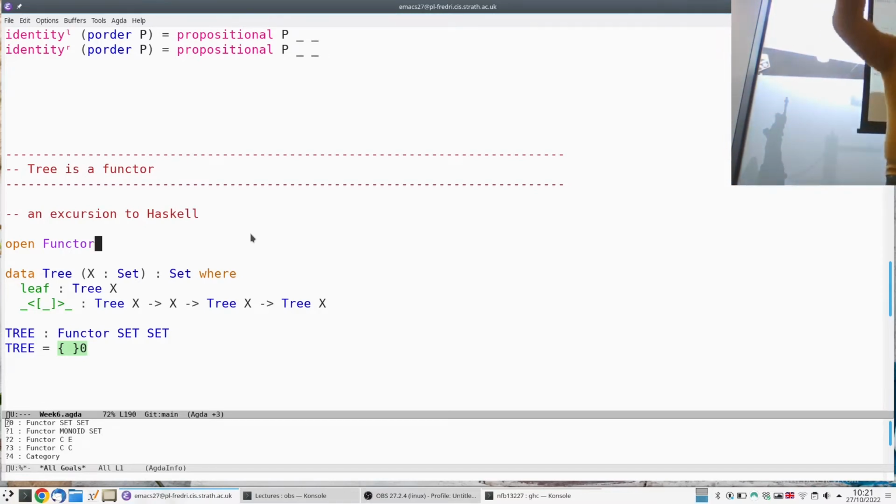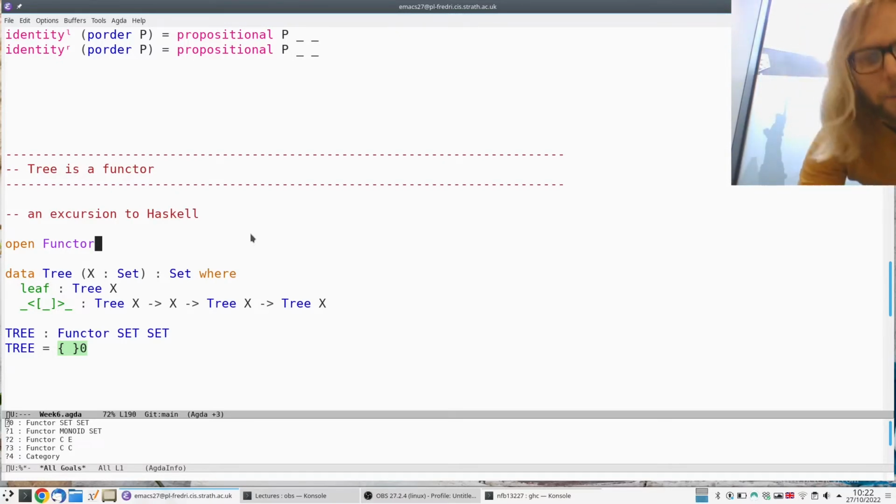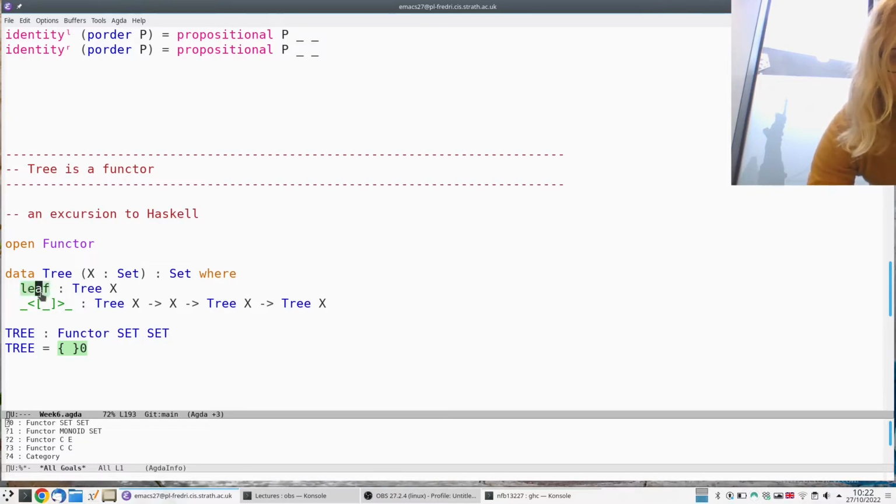So this is very much a toy example, right? You can tell because there are different colors. But here are the trees that we defined in coursework 1. They have leaves and binary subtrees with an X stored in the middle, right? So this is something which takes a set and returns a set. So we could ask the question, is this a functor? And that's very much a Haskell question.